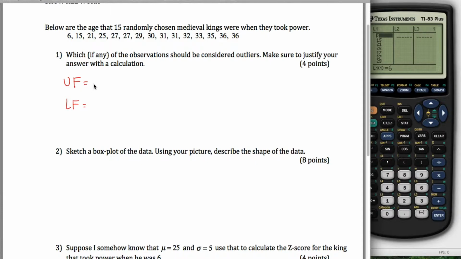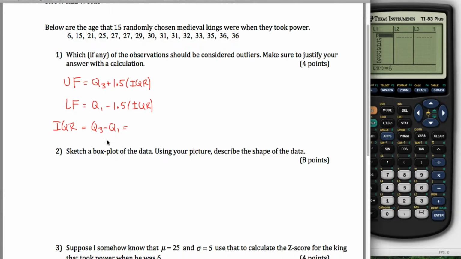The formula for the upper fence is the third quartile plus 1.5 times the interquartile range. And the formula for the lower fence is the first quartile minus 1.5 times the interquartile range. So to figure these things out, I need to know Q1, Q3, and IQR. Turns out that IQR, the interquartile range, is just Q3 minus Q1.